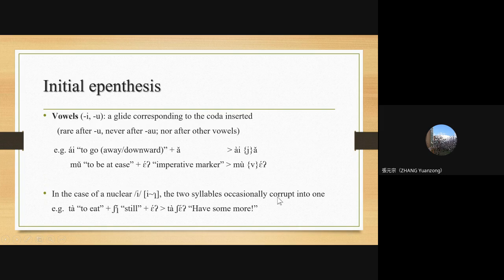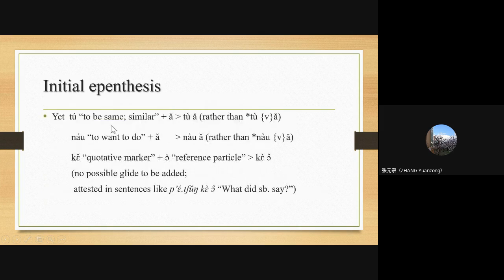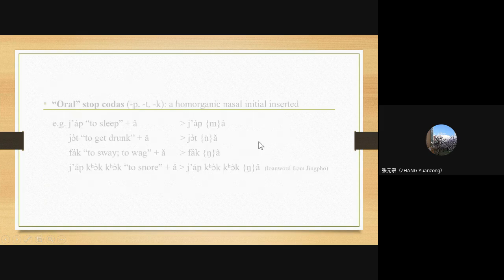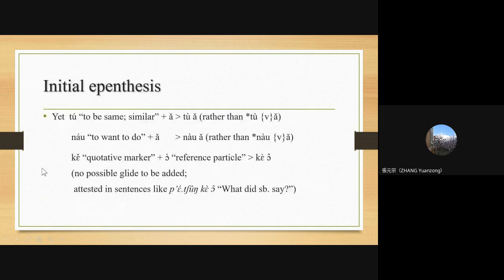So u hardly causes the epenthesis. So do becomes simply doa rather than dowa. And nau, to want to do something, just becomes nawa, not nawa. And other vowels never cause initial epenthesis.